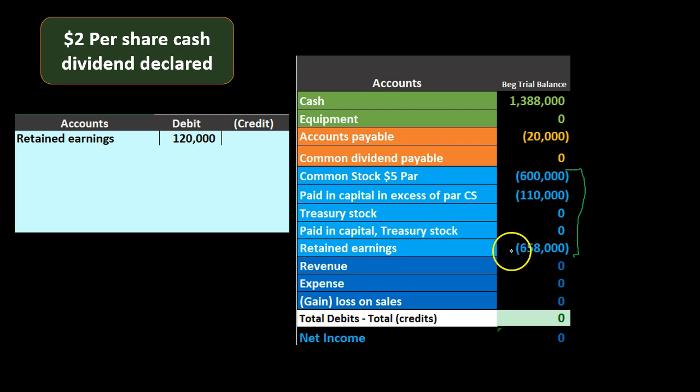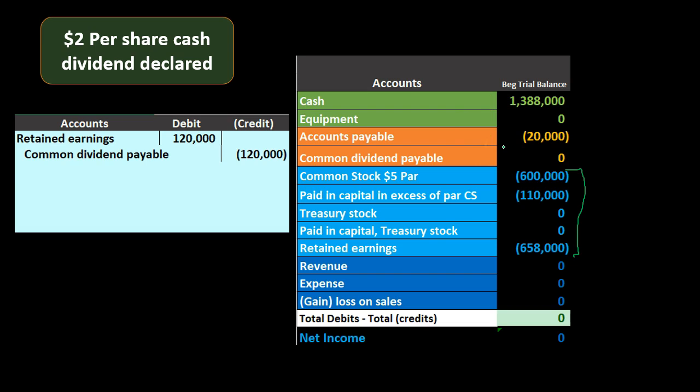So we're going to reduce retained earnings. Retained earnings has a credit balance representing the value of the company that has accumulated over time, less any dividends prior to this. And we're going to do the opposite thing to it to make it go down. Then we're going to credit the common dividends payable, which is going to be a liability. We owe this money. We're not crediting cash yet. We haven't yet paid it. We're going to credit the payable.